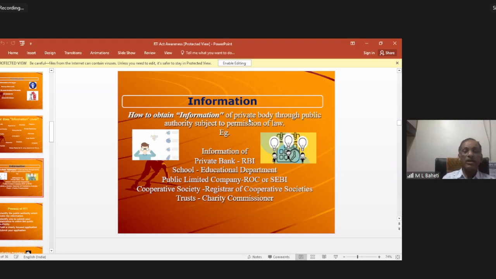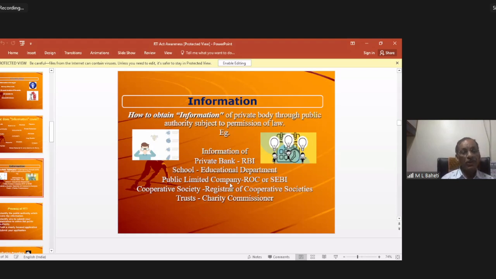In many cases, the RTI Act is not applicable to certain organizations, but there is a process to obtain information from these private bodies also. So how to obtain information of a private body through a public authority subject to the permission of law? Here in these cases, we can't directly ask and file RTI with the respective, say for example, private bank. Information of a private bank is always made available from RBI. Then information regarding school, you have to apply to the educational department.